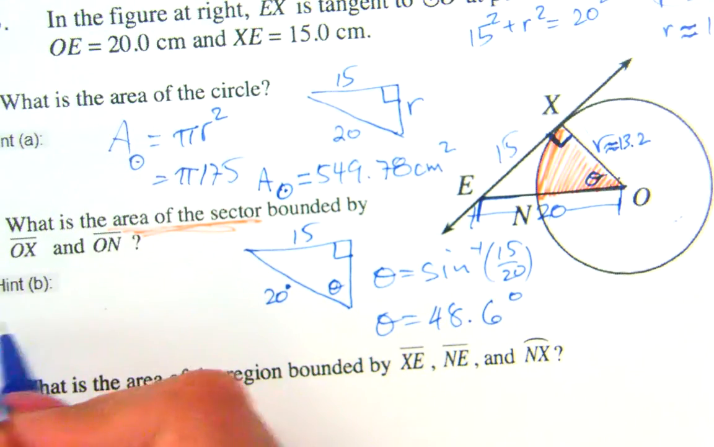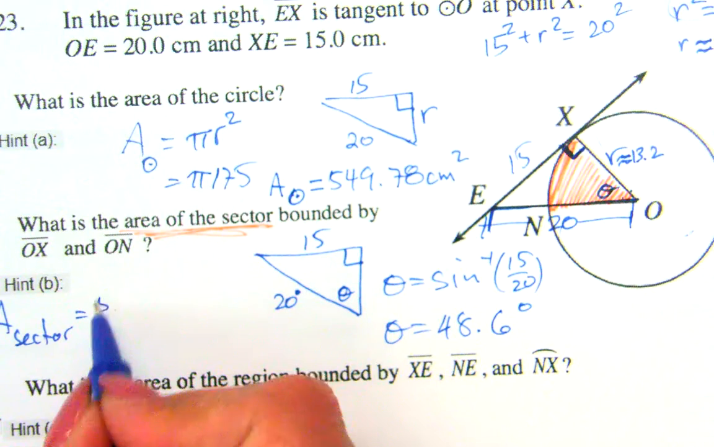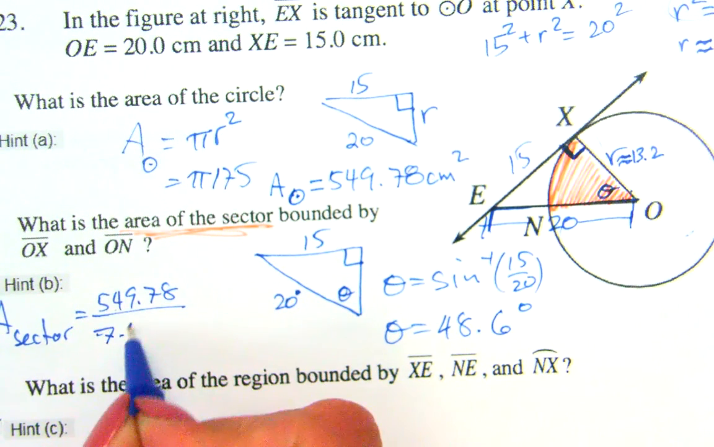So area of the sector is going to equal 549.78 divided by 7.41.